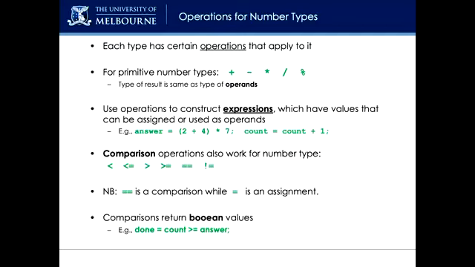Okay, good. So we're talking about operations and number types. Last week we spoke about primitive types, the basic nuts and bolts, like the atoms, if you will, of Java. And every type has these operations which can be utilized on those types.